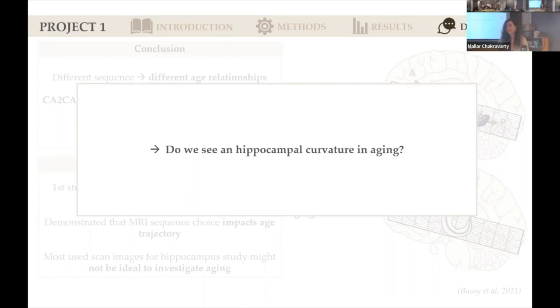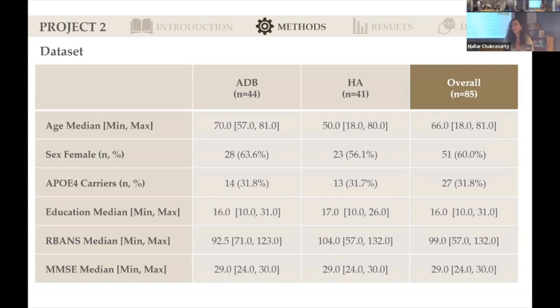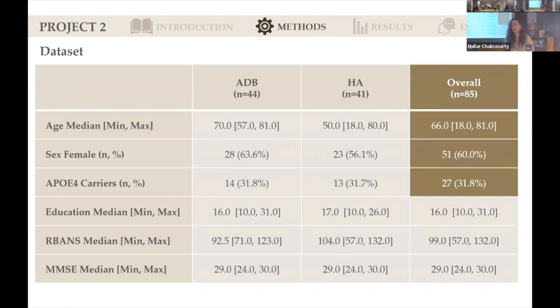So in this second project, we wanted to investigate the hippocampal shape and also relate the shape measurements to cognition. So for that, we used a data set from our lab. Overall, after quality control and everything, we had 85 participants with an age range between 18 and 81, 60% of females. We had APOE4 status, so 32% of them were APOE4 carriers. And we also had some information about education and cognitive scores.